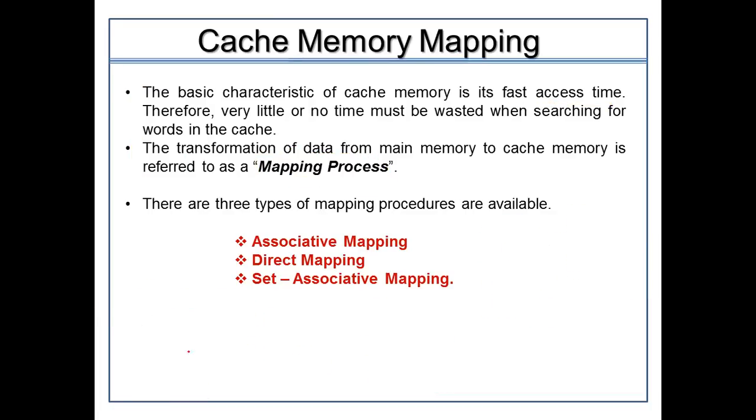So in total we have three mapping techniques: associative mapping, direct mapping, and set associative mapping. This is what we are going to learn in more detail. We will get a brief knowledge about how the mapping procedure takes place with associative mapping, how it is affected when direct mapping is used, and what set associative mapping is and how it can be implemented. Okay, so let's begin our session with the introduction to associative mapping.